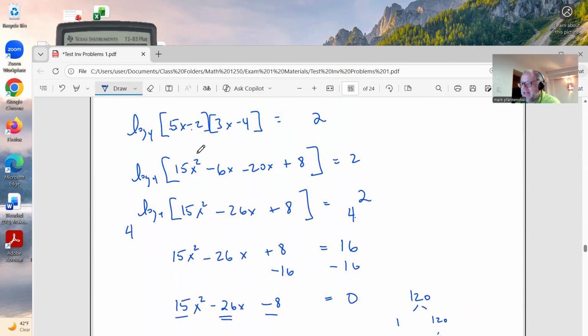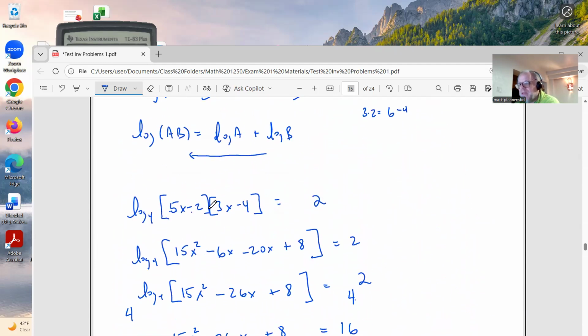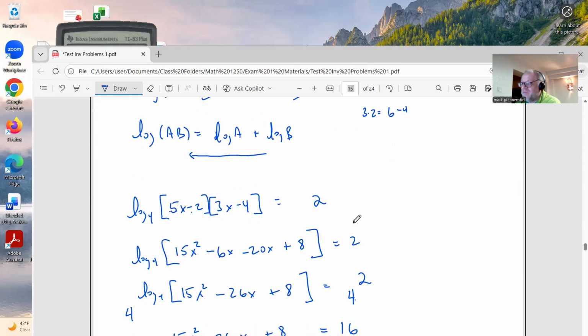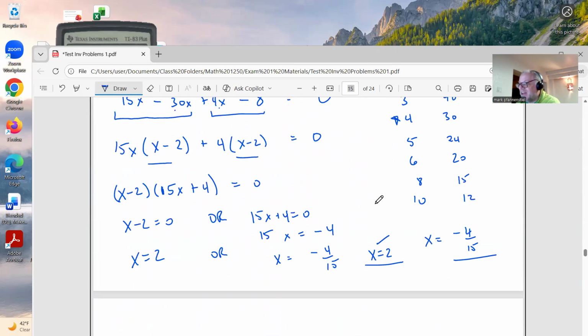If I plug in negative 4/15 over here, again, all the way back to the beginning, okay? If I plug in a negative 4/15, 5 times negative 4/15, don't make me multiply that out, it's going to be negative, minus 2 more, that's going to be negative. Well, that's negative. So that one right there doesn't work. That's not a solution. So it does have a solution, and the solution is x equals 2.